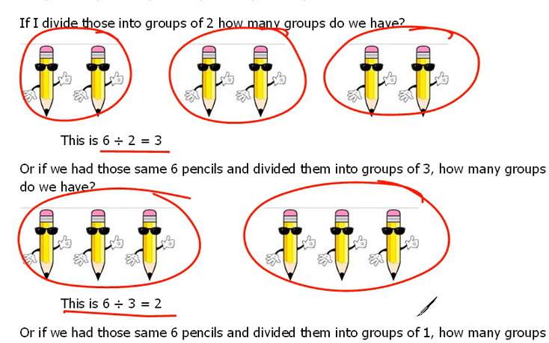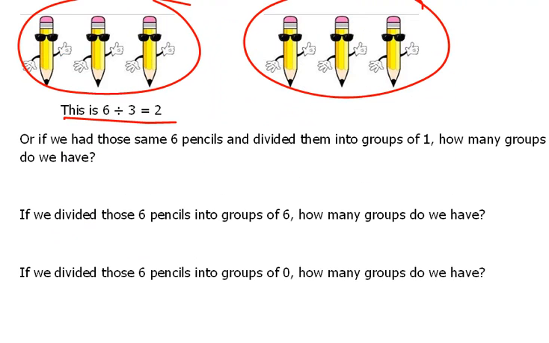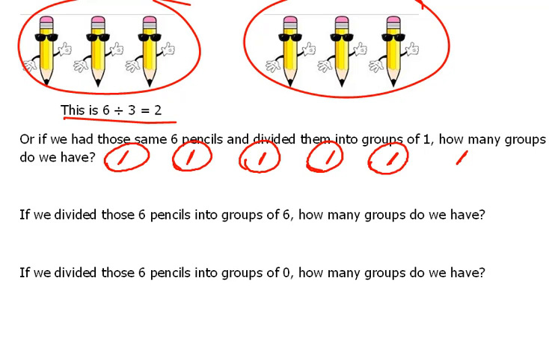Okay, now let's keep going with that same idea. What if we had those same original 6 pencils that we were starting with, and we divided them into groups of 1? So I'd have a pencil here, and a pencil here, and here'd be a pencil, and there'd be another one here, and another one here, and another one here. That's all 6 of my pencils, but these are groups of 1 each. So how many groups do I have total? Well, I have 6 groups. And that is because 6 divided by 1 equals 6.